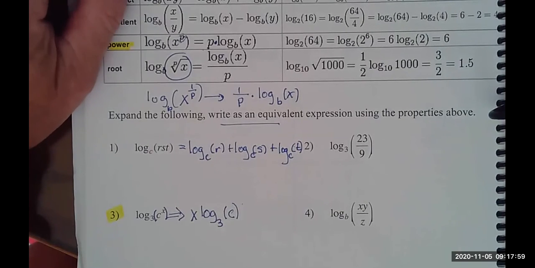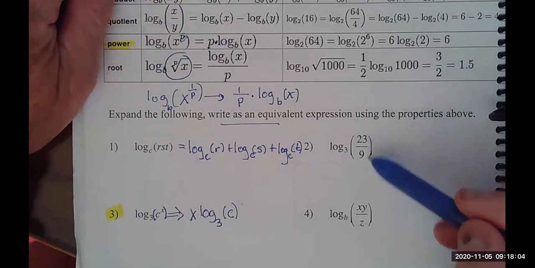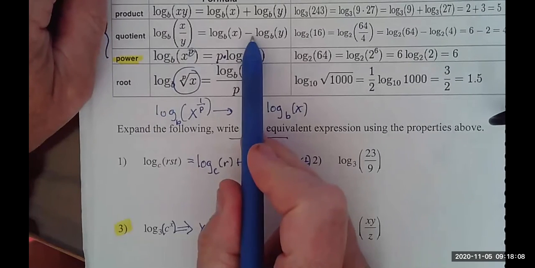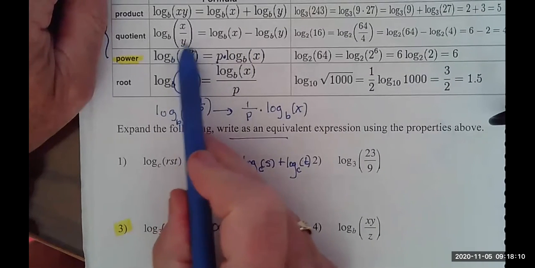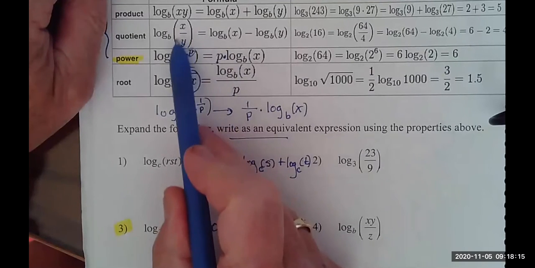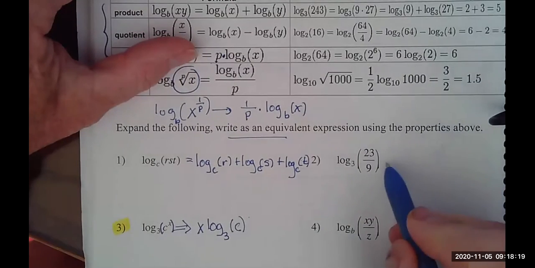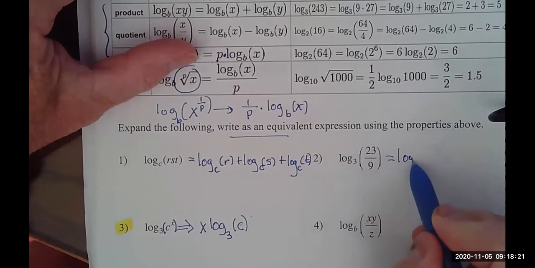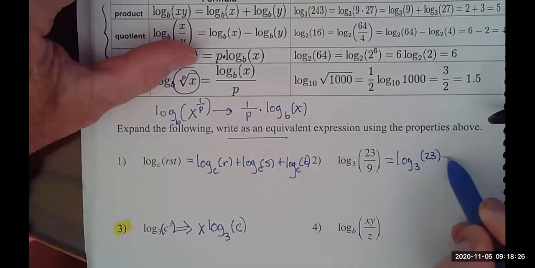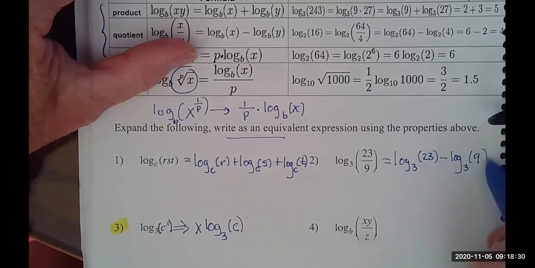So whenever there's a product in the argument, then you make it into a sum. Whenever there's a quotient, here's the rule right here, you make it into a difference. The denominator is always the second part. So numerator first, and then subtract denominator. So this one here would be log base 3, numerator first, 23, minus log base 3 of 9.